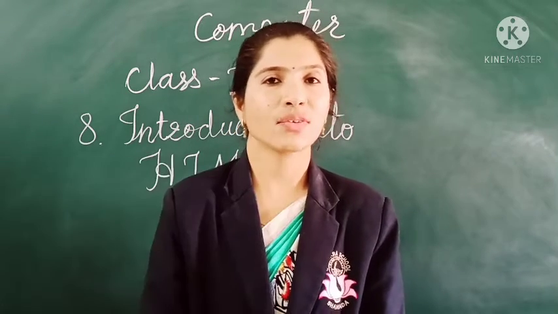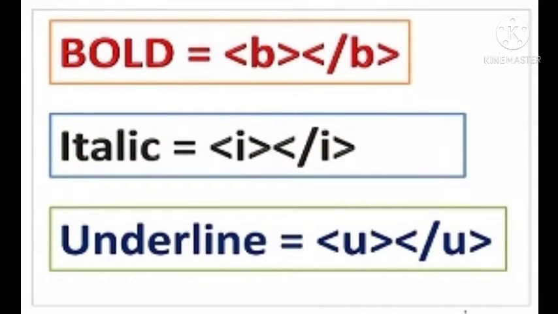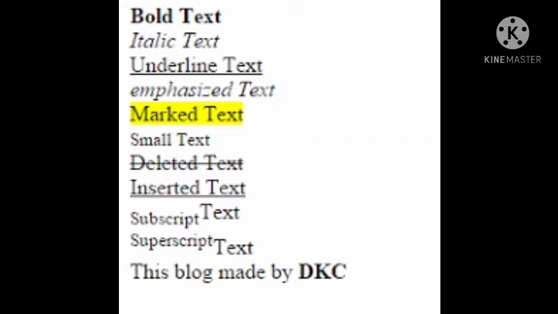Now, these are all the tags we are going to see: B, I and U. For bold letters, we have to type the B tag, for italic the I tag, and for underline the U tag. For example, bold text, italic text, underline text, and small text also we can use, and a line break will also be there.